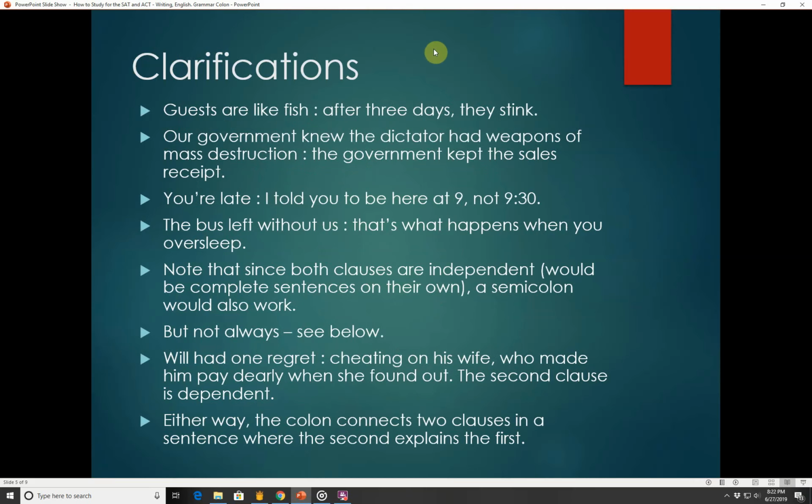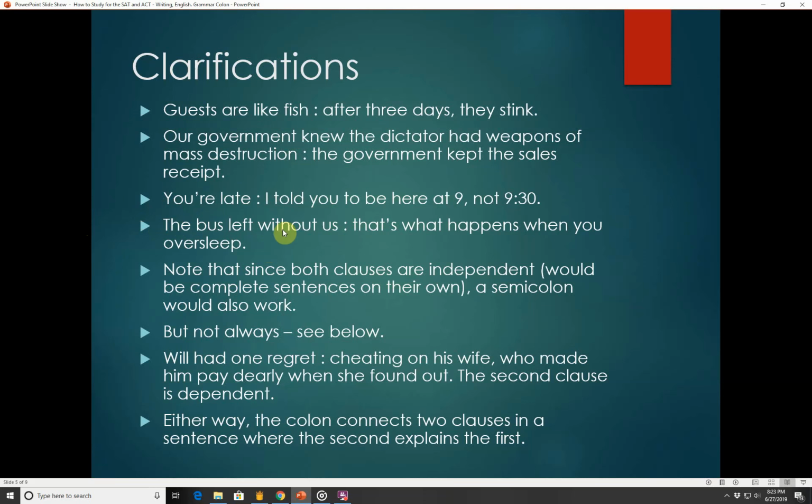Clarifications. Guests are like fish: after 3 days they stink. So this part explains why guests are like fish, because after 3 days they stink. You want them out of your house. Our government knew the dictator had weapons of mass destruction: the government kept a sales receipt. Little joke that, hey, the government knew this dictator had weapons because our government sold them to the dictator. Ha ha ha. You're late: I told you to be here at 9, not 9:30. So the second part explains why I'm saying you're late. The bus left without us: that's what happens when you oversleep.